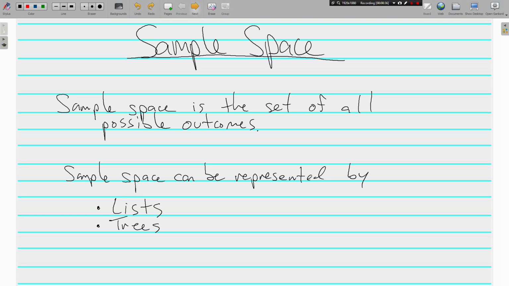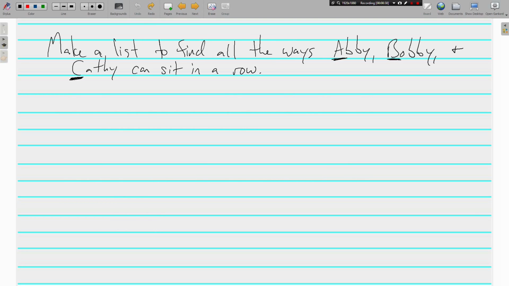So let's look at a few together. We're going to start out by looking at some lists. This one says to make a list to find all the ways Abby, Bobby, and Kathy can sit in a row. Okay, we're going to use A for Abby, B for Bobby, C for Kathy. That's why those capital letters are underlined. But we need to make a list of all the different ways that they can sit in a row.